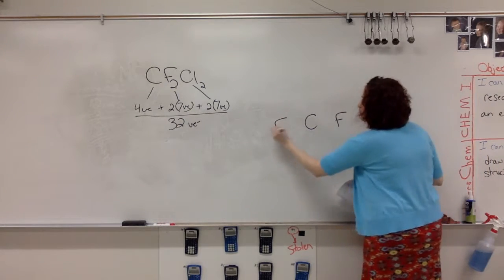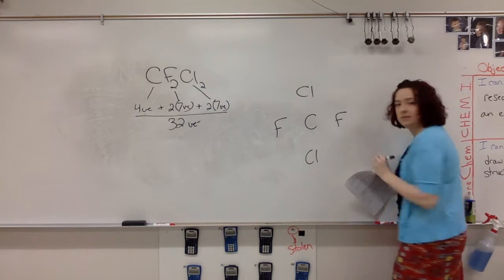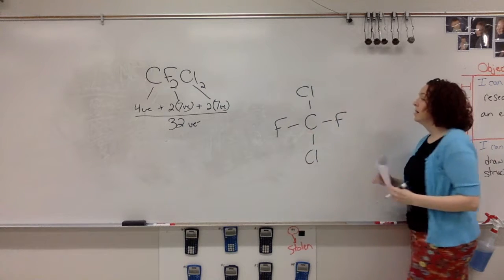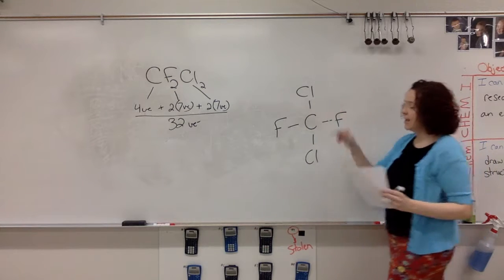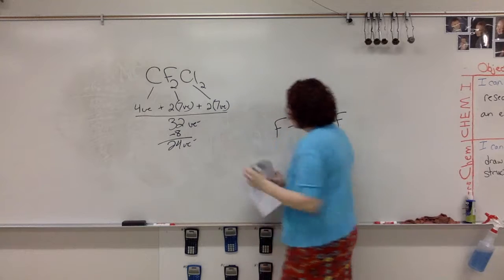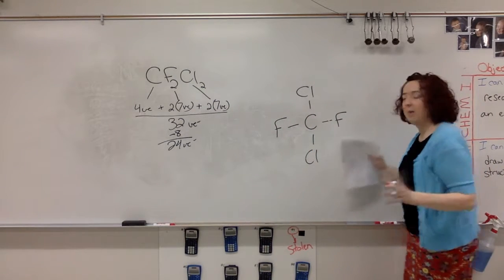I like to keep my fluorines linear from each other, and then I like to do the chlorines on the top and the bottom. Put your covalent bond. Subtract the number of electrons we just used, so 2, 4, 6, 8. 32 minus 8 is 24. Place remaining electrons on the outside atoms until they're happy.